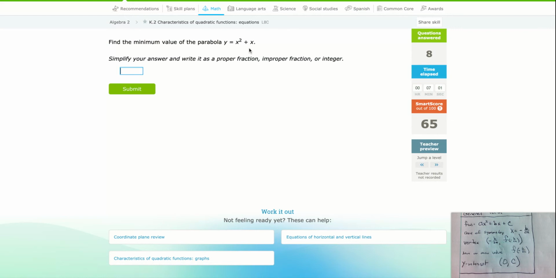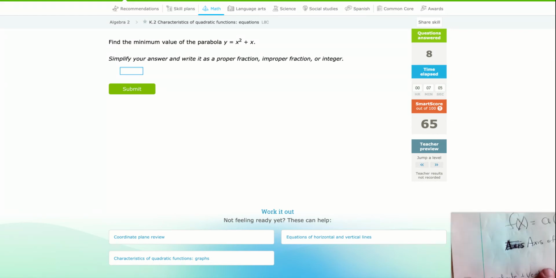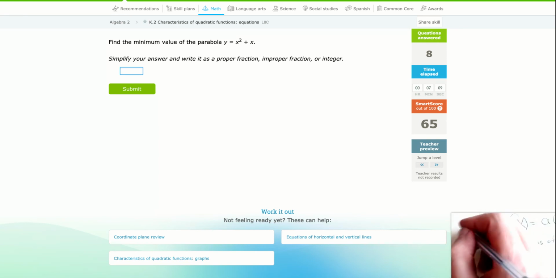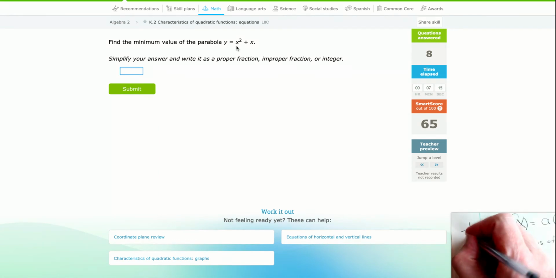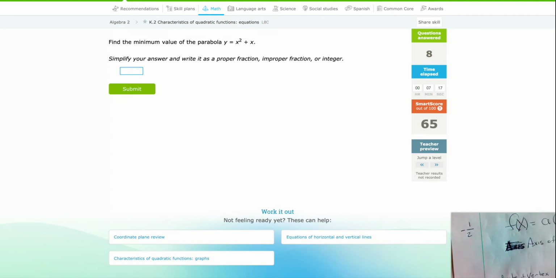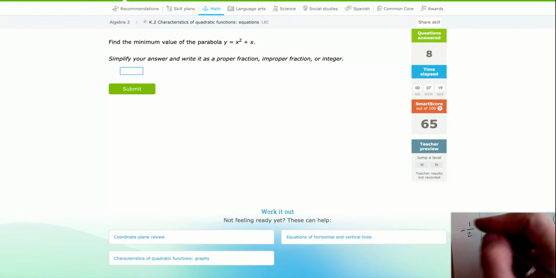Find the minimum value, same thing here, except I believe the axis of symmetry isn't going to be 1 this time, because my b value that's in front of the x is 1. So I do a negative 1 because I change its sign, and then I do over 2 times 1, which is 2. So negative 1/2 is my axis of symmetry.